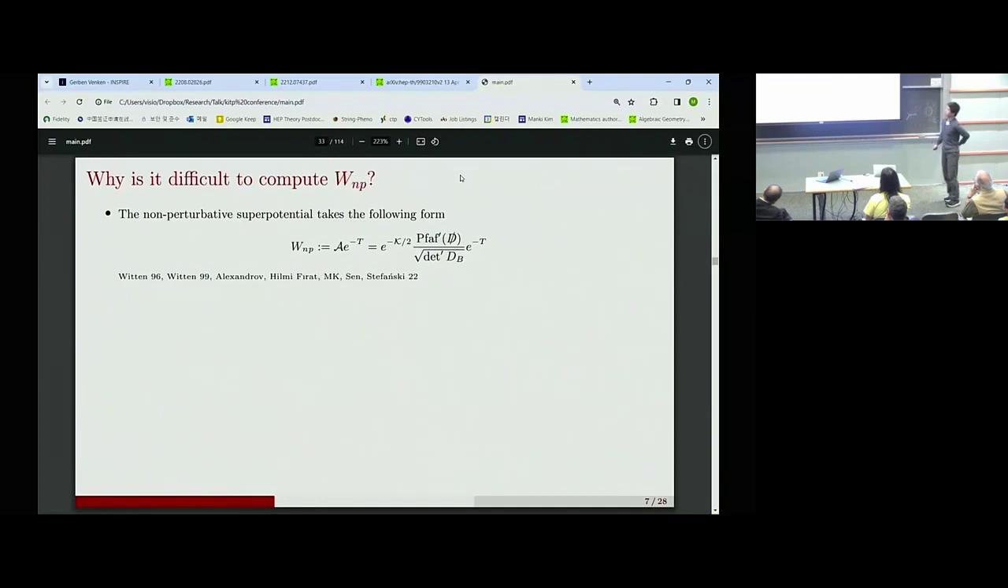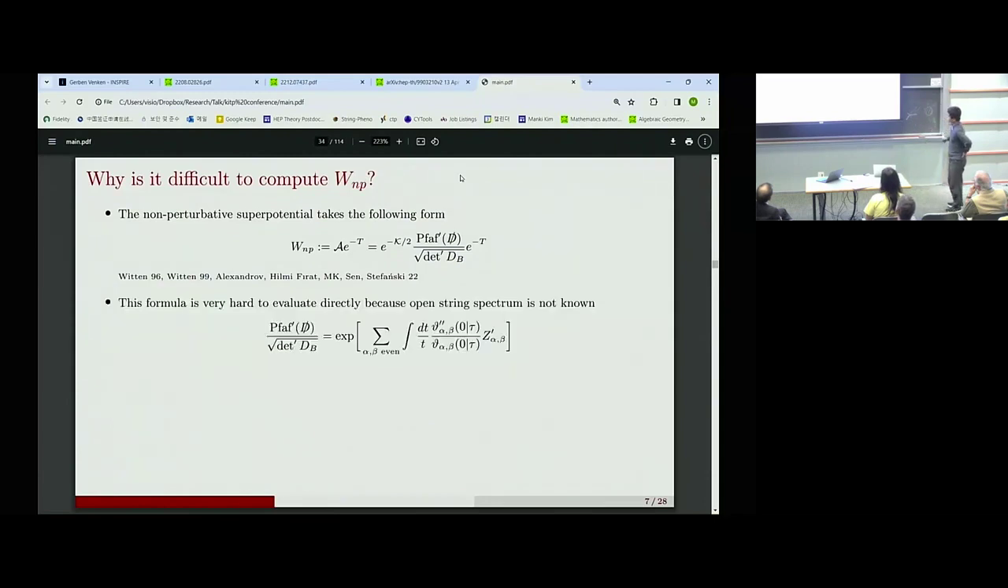Why is that? Let's look at some explicit formula to evaluate the non-perturbative superpotential. Quite unfortunately, despite the fact that the result must be holomorphic, the intermediate step that you need to take to compute this non-perturbative superpotential involves the Kähler potential and the open string spectrum ending on D-branes, both of which are not holomorphic. So despite the fact that this is holomorphic, it is actually very difficult to compute because we do not know the open string spectrum. For example, this is the partition function of open strings ending on the D-instanton. And this is something that we do not really know how to compute.